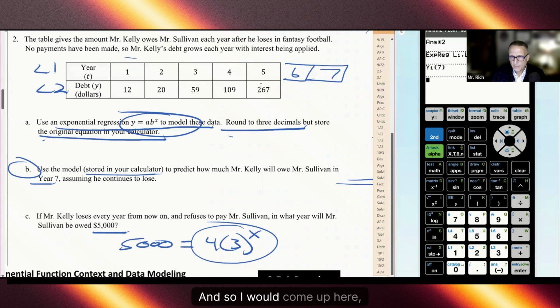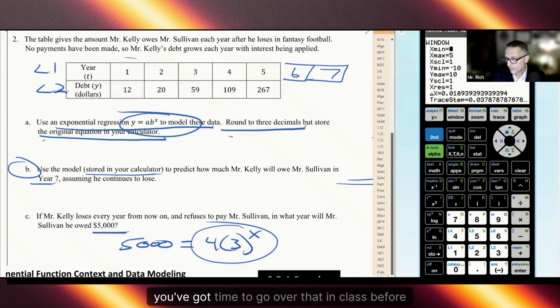Okay. And so I would come up here, y equals, and graph another line, y equals 5,000. I would see where they cross each other. Now the trick there is you've got to set your window, or else you're not going to see both of the graphs. So make sure that your window is scaled properly. Hopefully you've got time to go over that in class before the test.